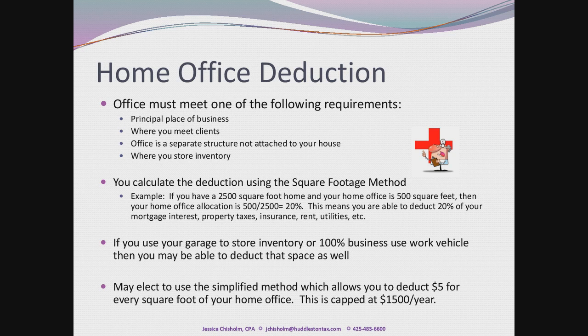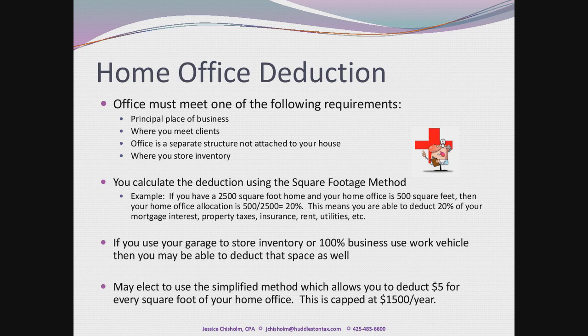You calculate the deduction using the square footage method. So my example here is if you have a 2,500 square foot home and your home office is 500 square feet, then you take a 20% write-off. So you can deduct 20% of everything it costs to run your home: mortgage, interest, property taxes, insurance, utilities, landscaping, security system, repairs and maintenance, etc. If you use your garage to store inventory or a 100% work use vehicle, then you could potentially deduct that space as well.